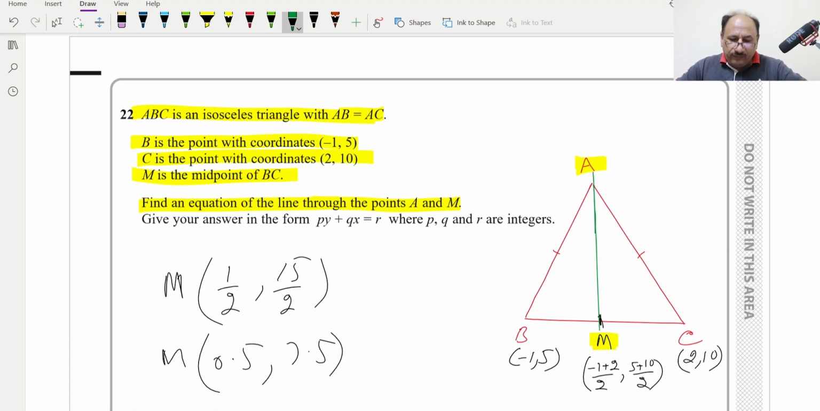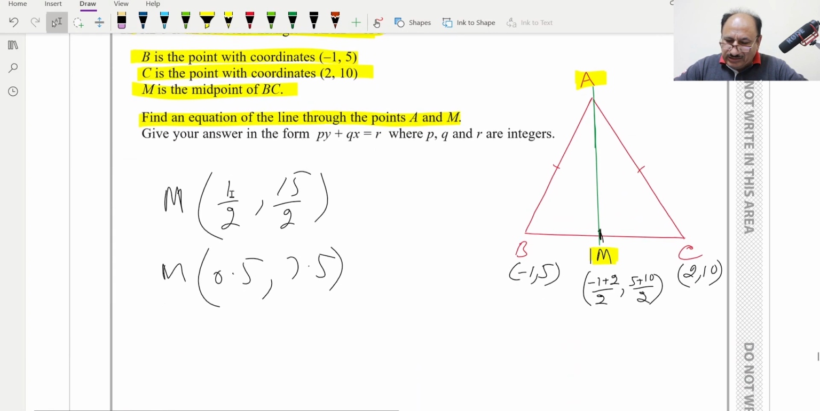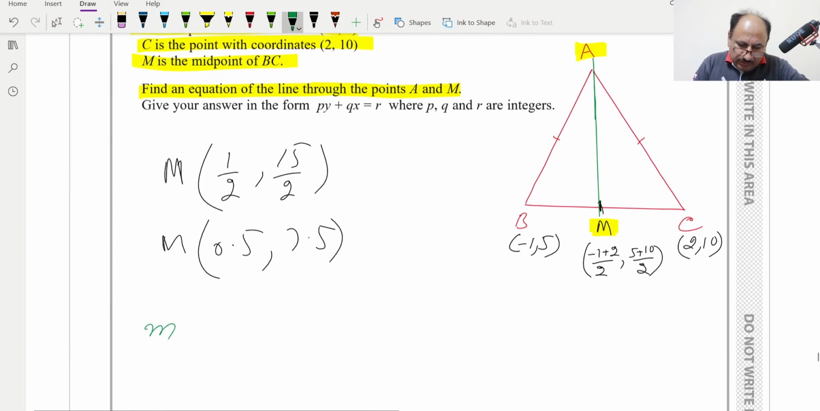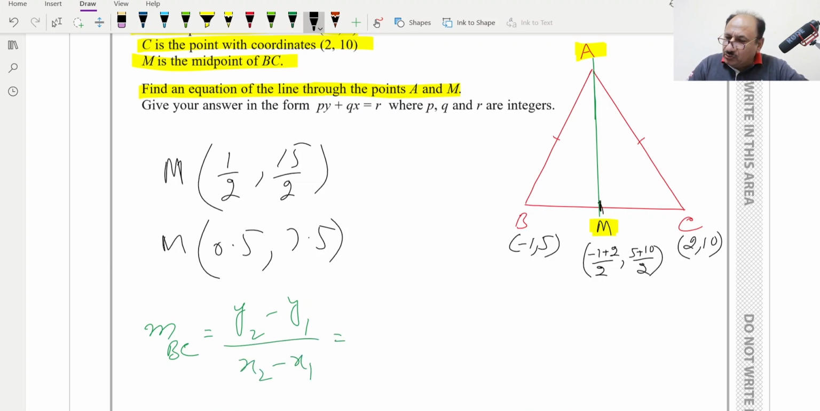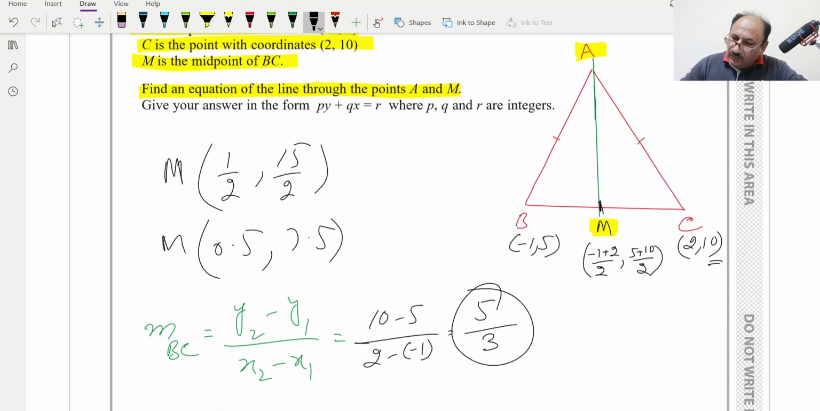And how we will find the gradient, basically gradient of BC we can find. So gradient of BC we can write y2 minus y1 over x2 minus x1. This will be the formula, and y2 we can take as 10. So 10 minus 5 over 2 minus minus 1, and this will be equal to 5 over 3. So 5 by 3, this will be the gradient of BC line.